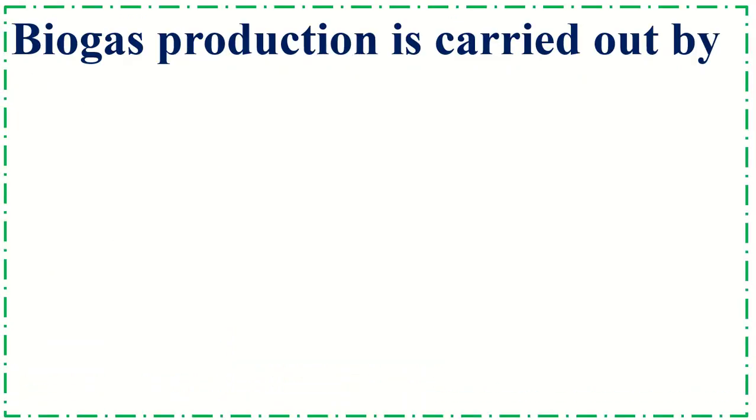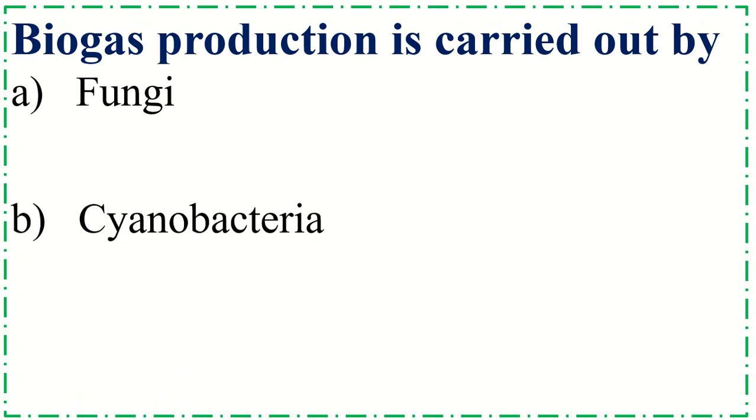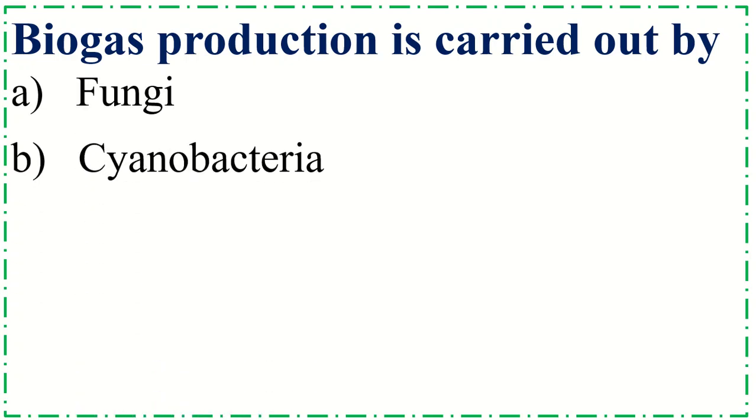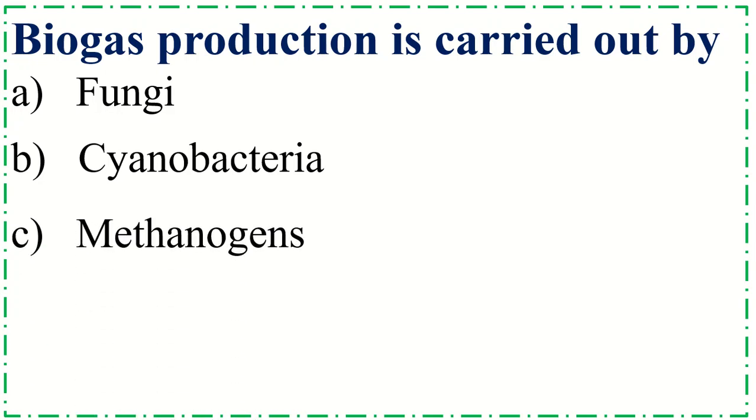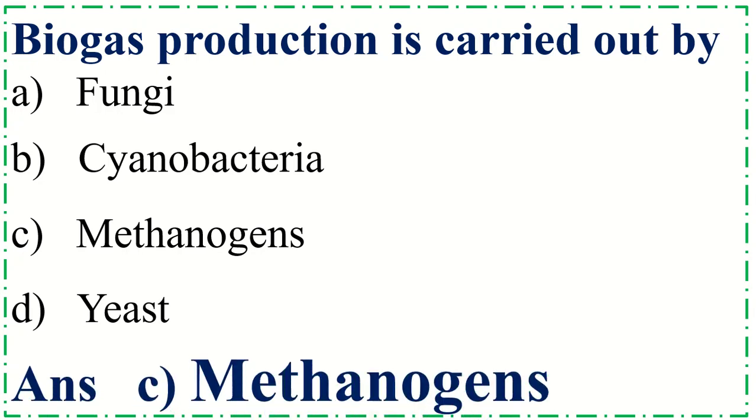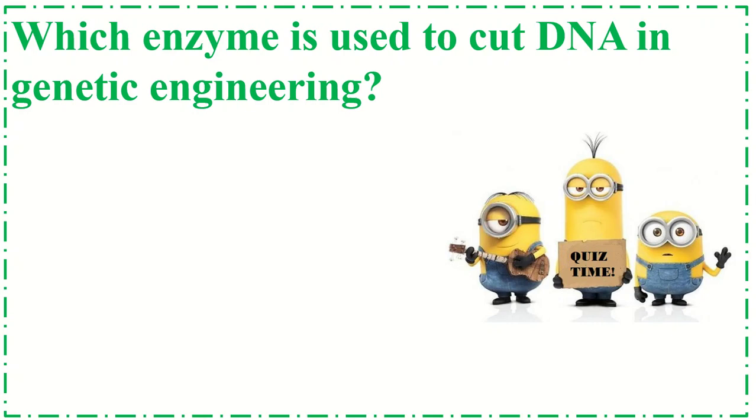Biogas production is carried out by: option A, fungi. B, cyanobacteria. C, methanogens. D, yeast. So the correct option is C, methanogens.